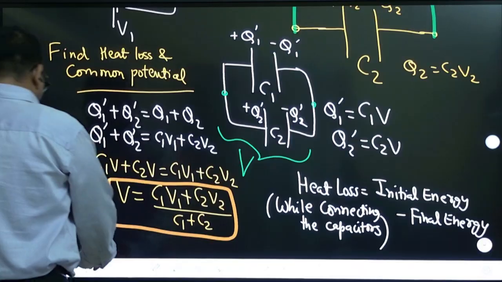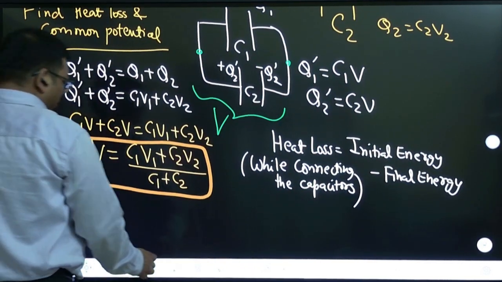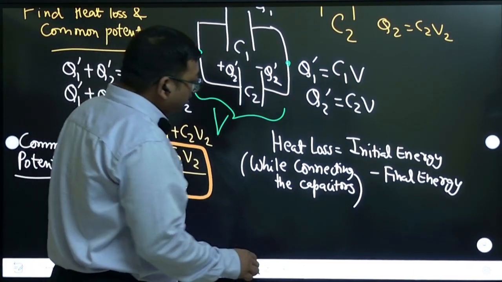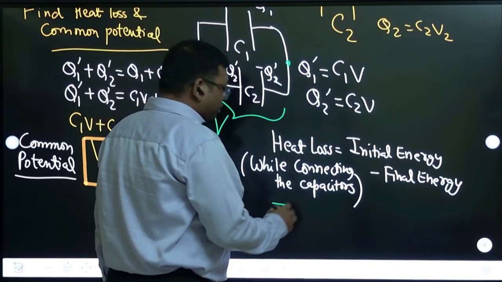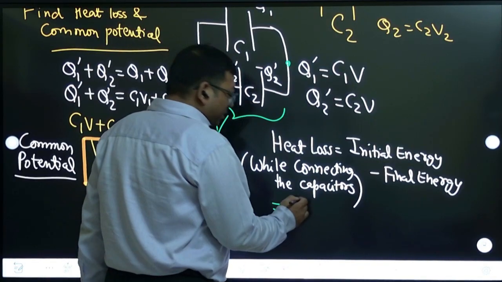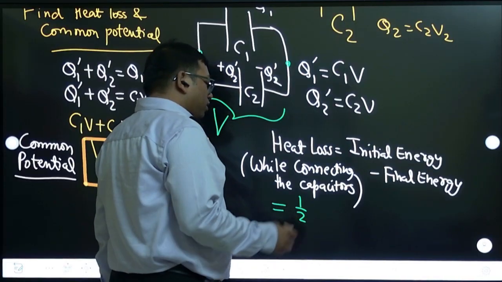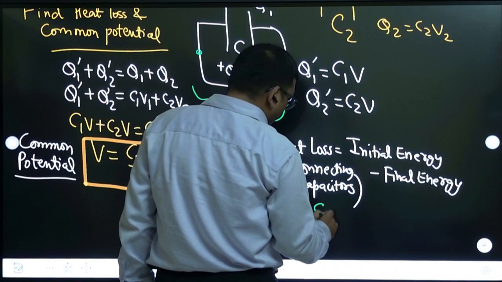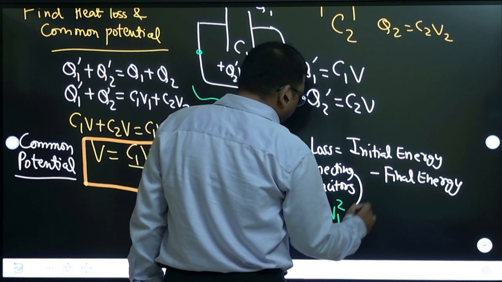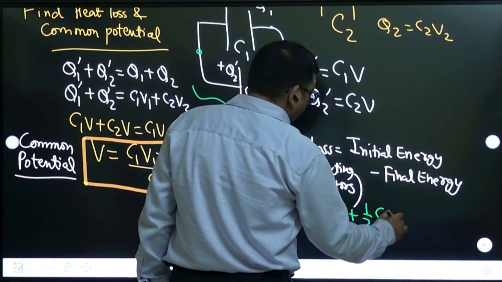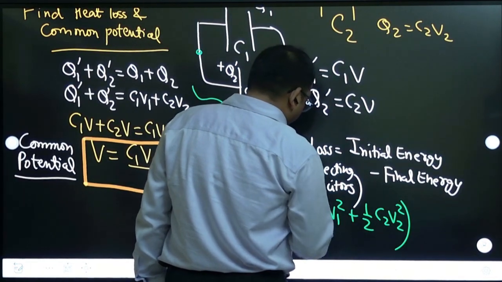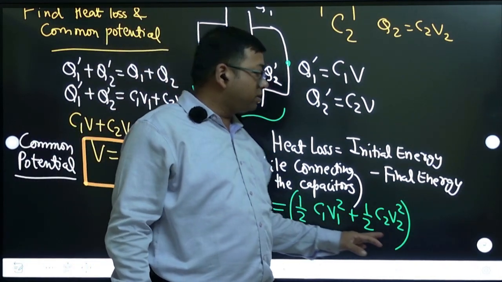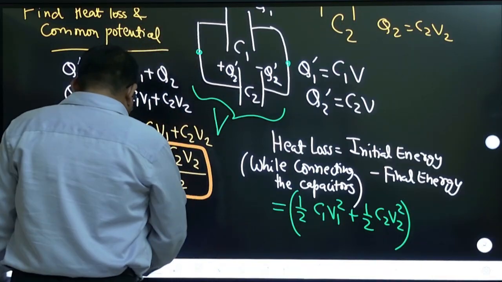Okay, so let us try to derive a formula for that. What was the initial energy in each capacitor? Each capacitor was charged, right? So let us write it in terms of half C V square. So half C1 V1 square plus half C2 V2 square. These were the energies in the capacitors: first capacitor energy, second capacitor energy. Now final energy is how much?